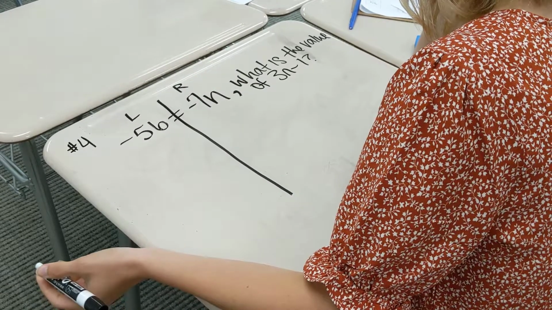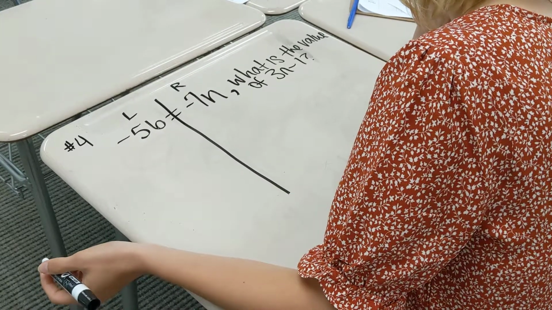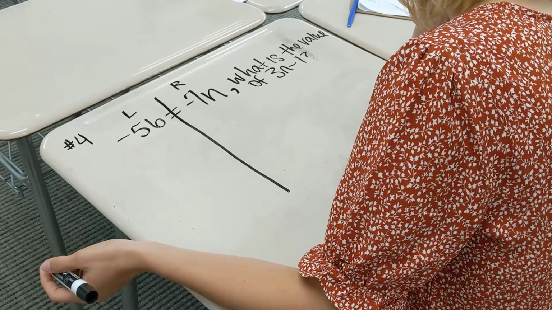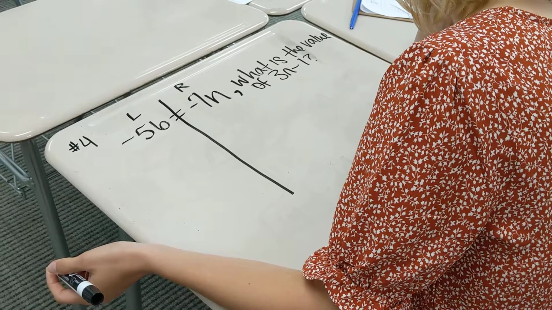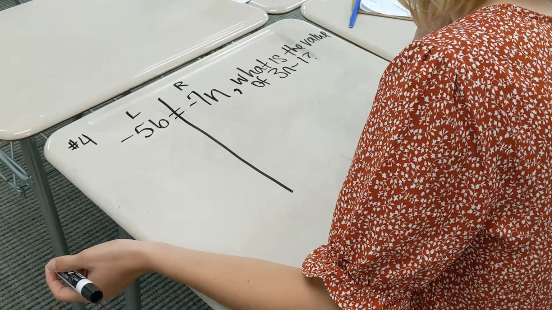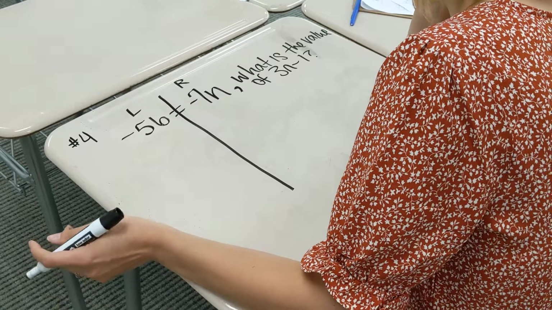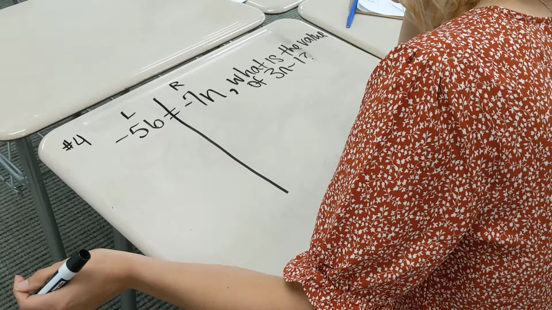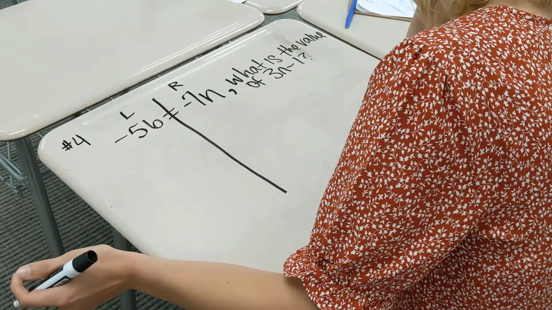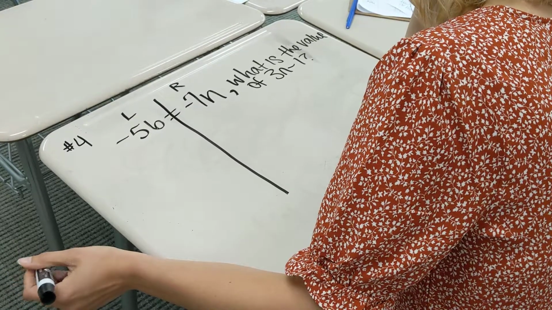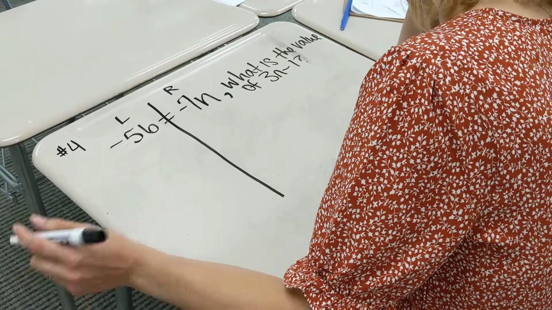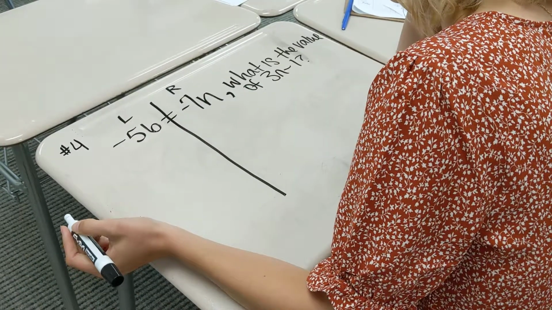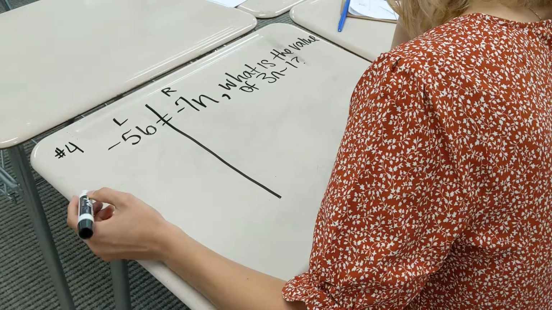So if I could put a symbol between negative 7 and n, what operation symbol would I put? Addition, subtraction, multiplication, or division? Multiplication, because it's invisible, right? Yes. So what's happening to n? It's being multiplied by negative 7. So why don't you make a see-do chart?